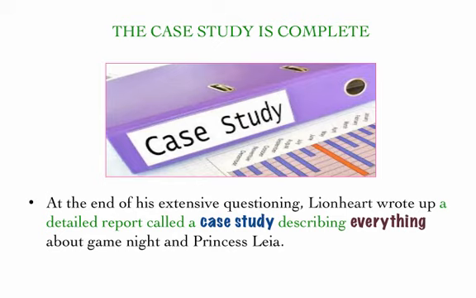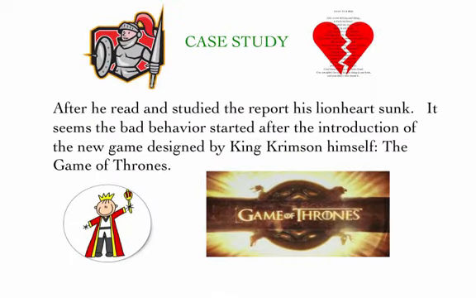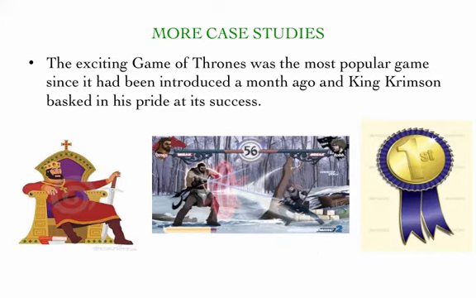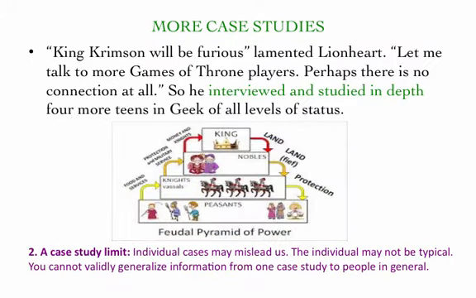At the end of his extensive questioning, Lionheart wrote up a detailed report called a case study describing everything about game night and Princess Leia. After he read and studied the report himself, his Lionheart sunk. It seems the bad behavior started after the introduction of the new game designed by King Crimson himself, the Game of Thrones. More case studies. The exciting Game of Thrones was the most popular game since it had been introduced a month ago, and King Crimson basked in his pride at its success. King Crimson will be furious, lamented Lionheart.